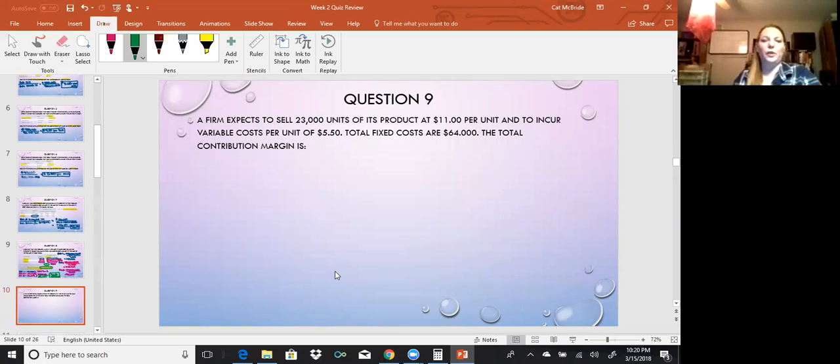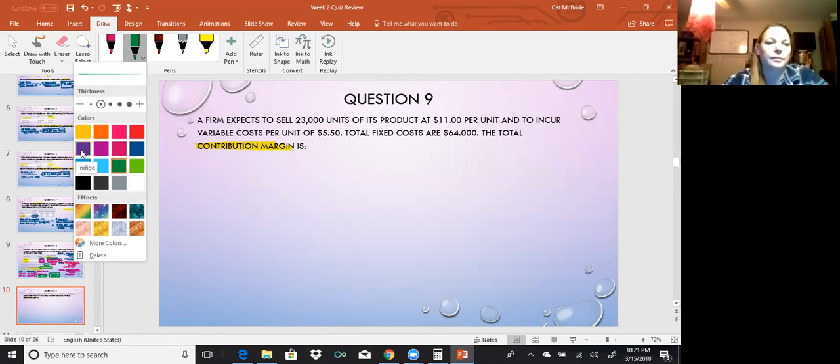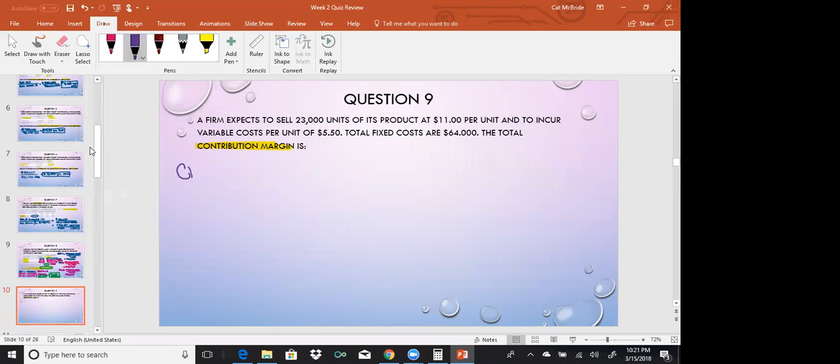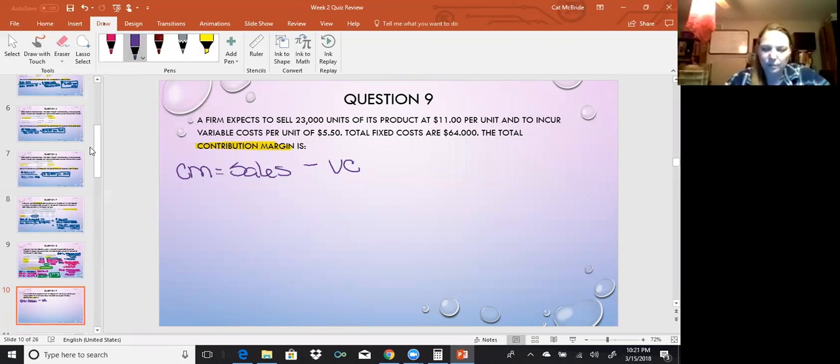Okay, this one's easier. We're just figuring out the contribution margin, which we've done before. What do you know about the contribution margin? What's the formula? Revenue minus variable cost. Sales minus variable cost.